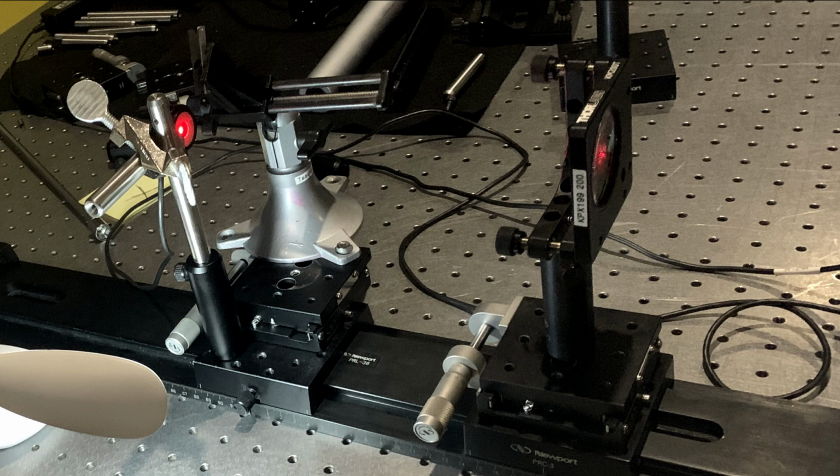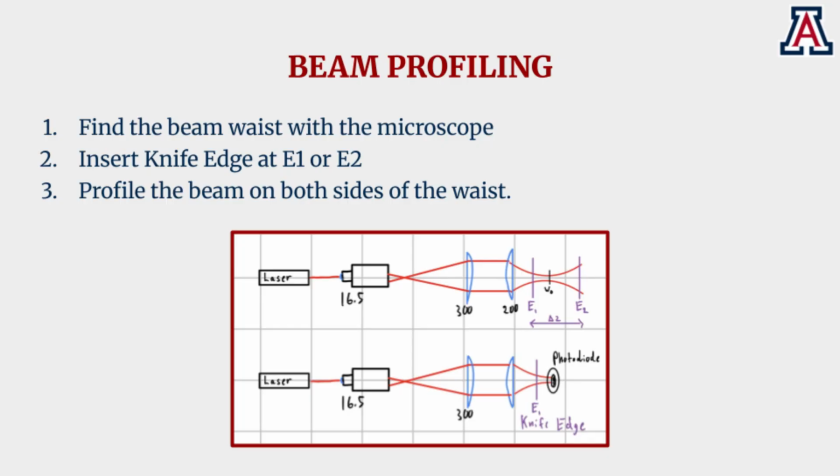Then, the photodiode is inserted and the knife edge is scanned across the beam in the X direction in 50 micron increments. Shown in the second diagram is the setup of profiling the beam at E1.